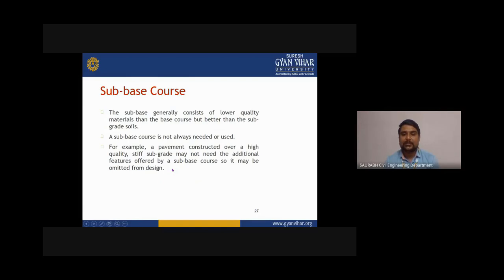The sub-base is generally consisting of lower quality material than the base course, but better than the subgrade soil. A sub-base course is not always needed. For example, a pavement constructed over a highway quality stiff subgrade may not need the additional features offered by a sub-base course, so it may be omitted from design.